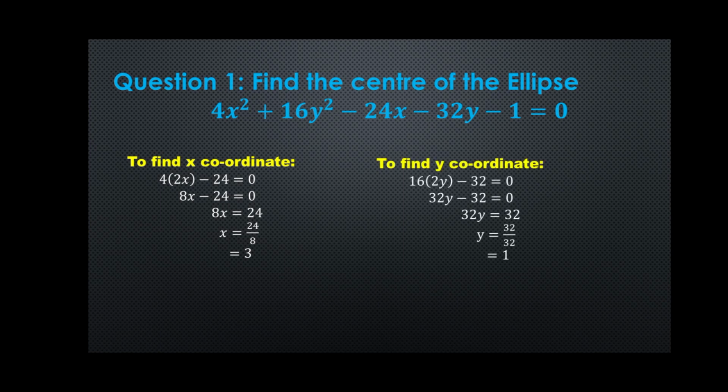Similarly, to find the y coordinate, differentiating 16y² − 32y, we get 16 into 2y − 32 = 0, which gives y = 1. Therefore, the center is (3, 1).